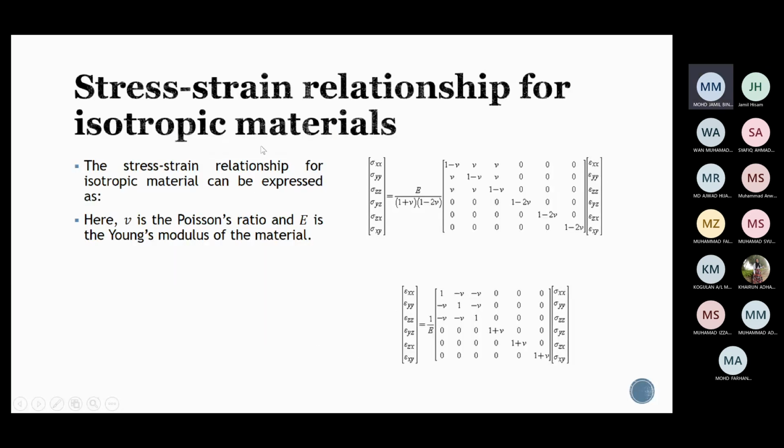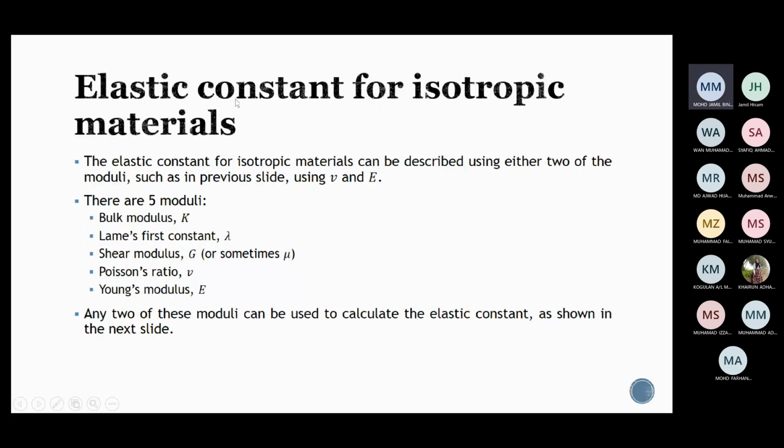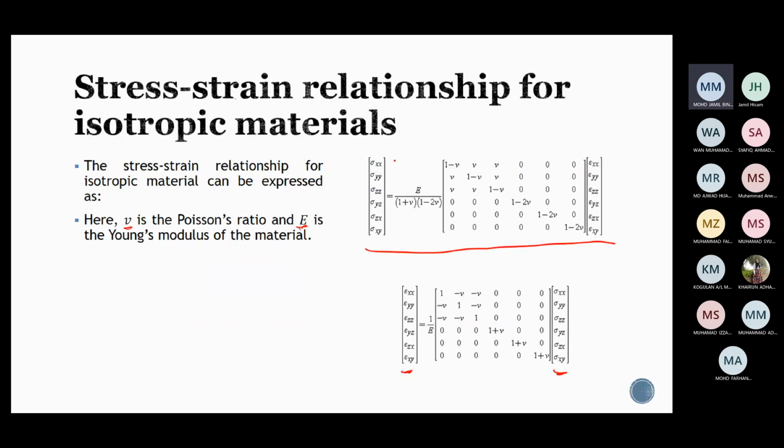So for isotropic materials, the stress-strain relationship can be expressed using this equation here, or you can invert it to find the strain in terms of stress. In this equation, we have V and E, where V is the Poisson ratio and E is the Young's modulus of that material. This portion here is the elastic constant, C.